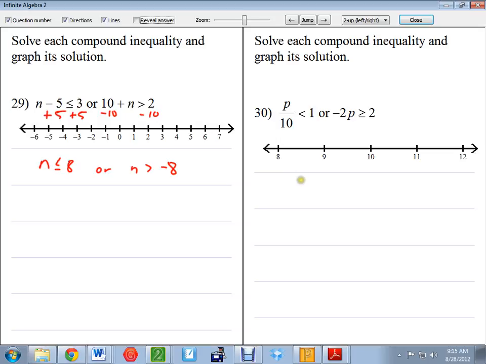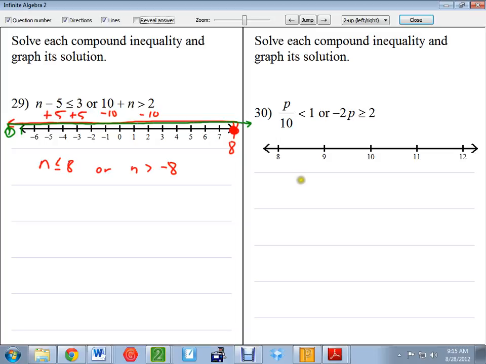N is less than or equal to a positive 8 gets a closed circle on about where positive 8 would be. And less than is talking about to the left. So that is all the points this direction that are on the left side of it. Now, n is greater than a negative 8, here's negative 7, negative 8, gets an open circle, and that's going to talk about all the numbers that are to the right.